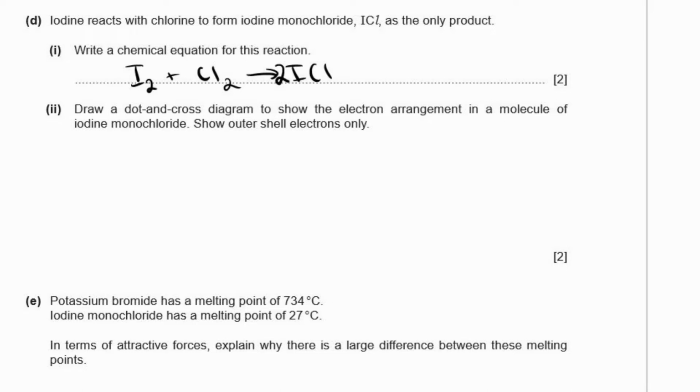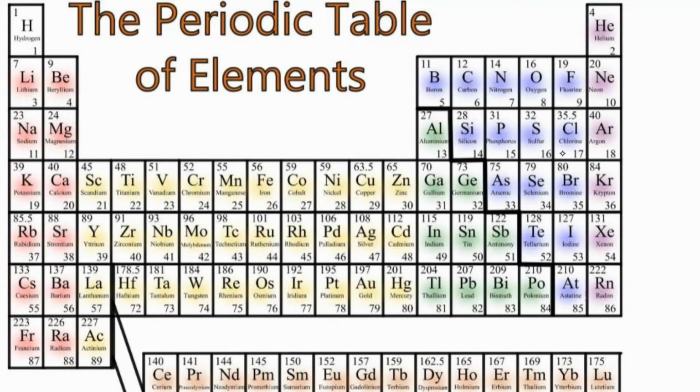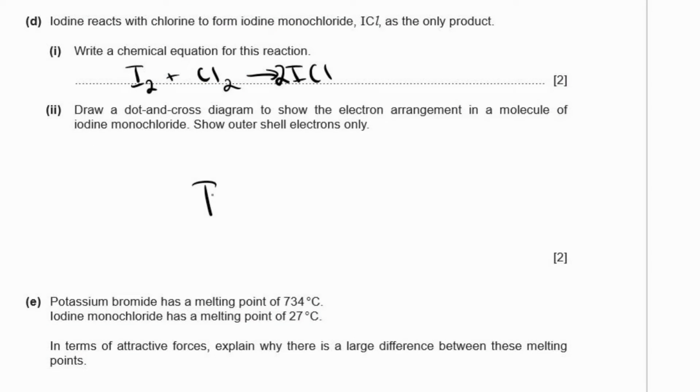Draw a dot and cross diagram to show the electron arrangement in a molecule of iodine monochloride. Show the outer shell electrons only. So iodine monochloride, ICl. Let's look at the periodic table. We have I here and Cl here. They're both missing 1 electron in their outer shell. They have 7 electrons in total in their outer shell. So we have ICl. We need to have the outer shells showing.